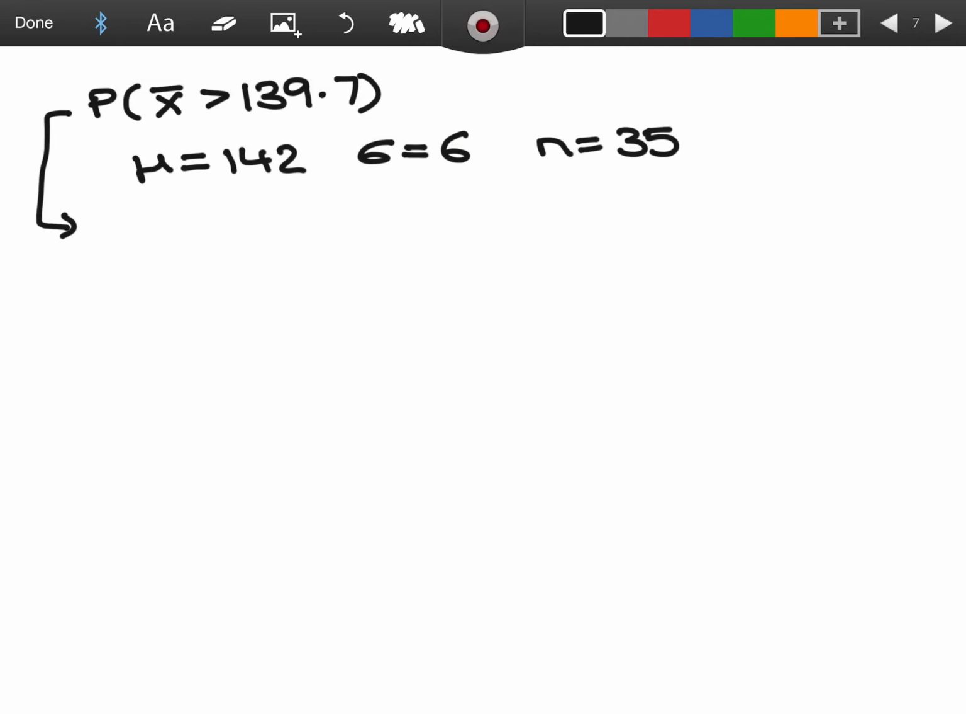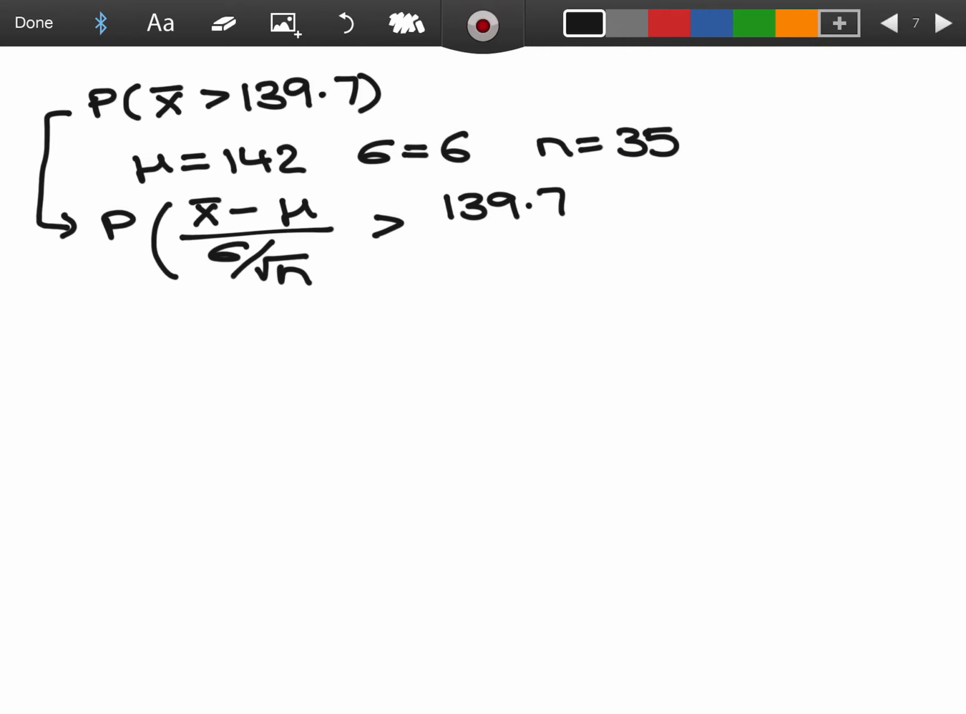So I'm going to do a Z transformation on this, okay, because we've got a very open-ended thing here. We've got a lower bound, but we've got no upper bound. Now, usually when we've done a Z transformation, we can then use our upper bound of 10. You couldn't use an upper bound of 10 here, it would make no sense. So let's do a Z transformation here. And it would give me the probability of x bar minus the mean over the standard deviation over the square root of the sample size is greater than 139.7 minus the mean divided by 6 over the square root of 35.